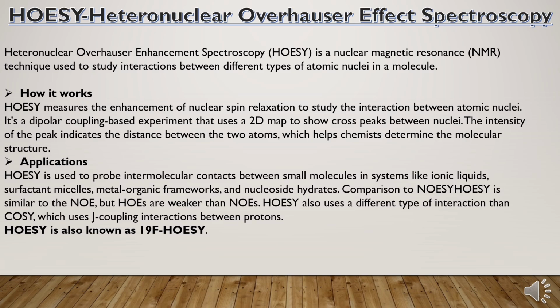Application: HOESY is used to probe intermolecular contacts in small molecule systems like ionic liquids, surfactant micelles, metal organic frameworks, and nucleoside hydrates. Comparison to NOESY, HOESY is similar to NOE, but HOEs are weaker than NOEs. HOESY is also used for a different type of interaction than COSY, which uses J coupling interaction between the protons. HOESY is also known as 19F HOESY.